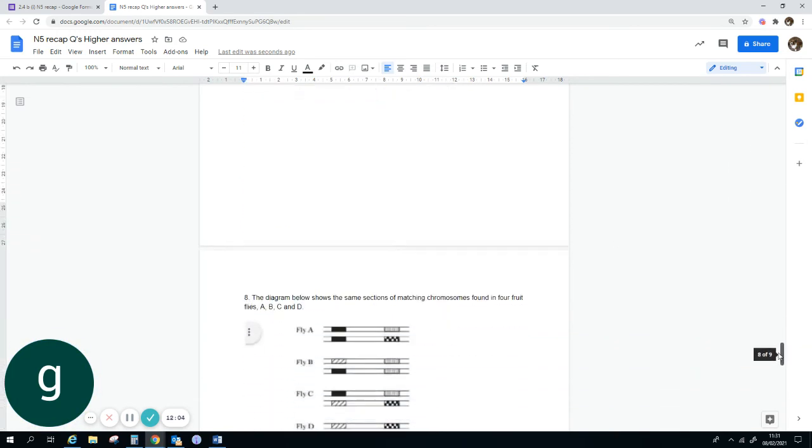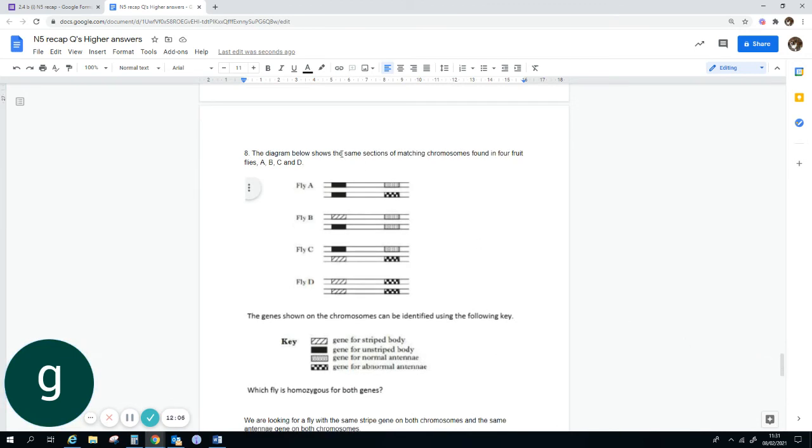or a 3:4 ratio. The diagram below shows the section of a matching chromosome found in 4 fruit flies A, B, C, and D. The genes are here, which is homozygous for both genes. So you're looking for one where both of the squares here and the squares here are matching each other. So that matches, but that doesn't. That doesn't match, but that does. That doesn't match, that doesn't match. Hey, look for D, it matches.